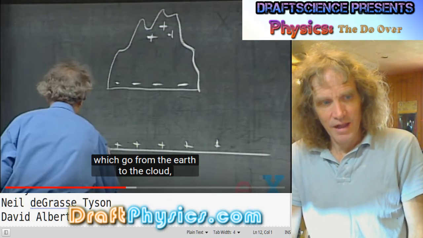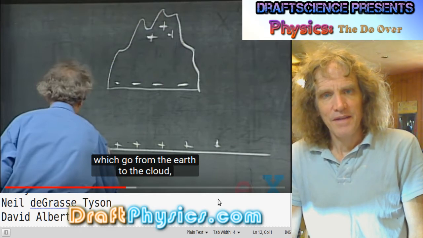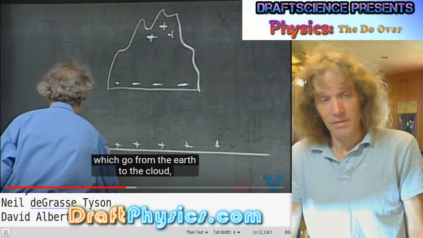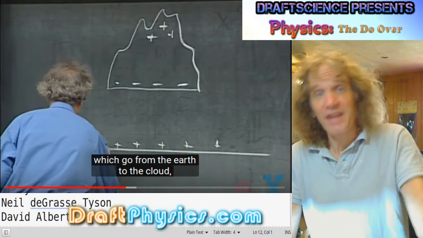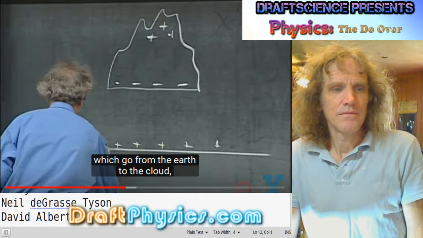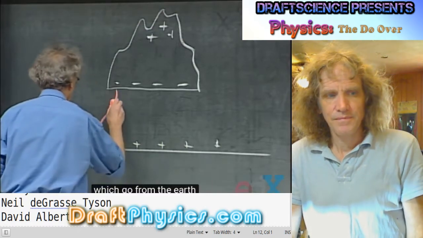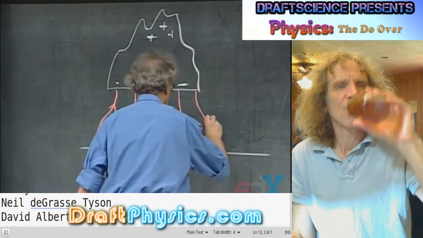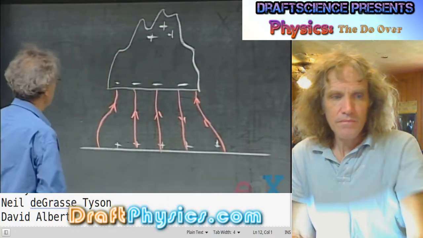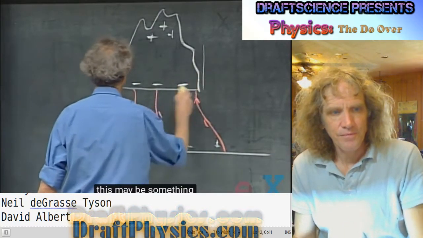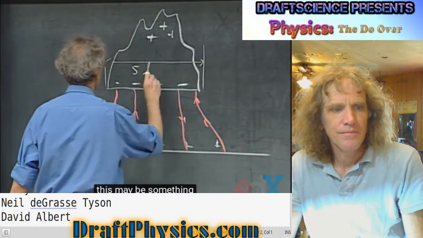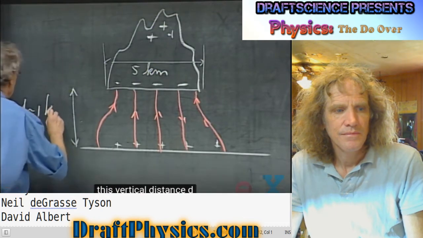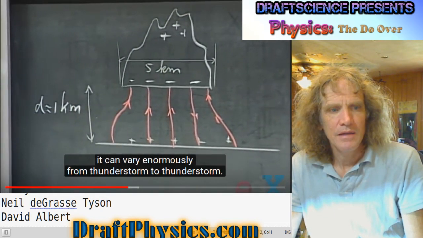Obviously, between the cloud and the Earth, you have to have a voltage differential that's absolutely insanely huge, theoretically. There are field lines which go from the Earth to the cloud, always perpendicular to the equipotentials. Something like this. I'll give you some dimensions. This may be something like 5 kilometers. This vertical distance, d, is about 1 kilometer. These are typical numbers, of course. It can vary enormously.